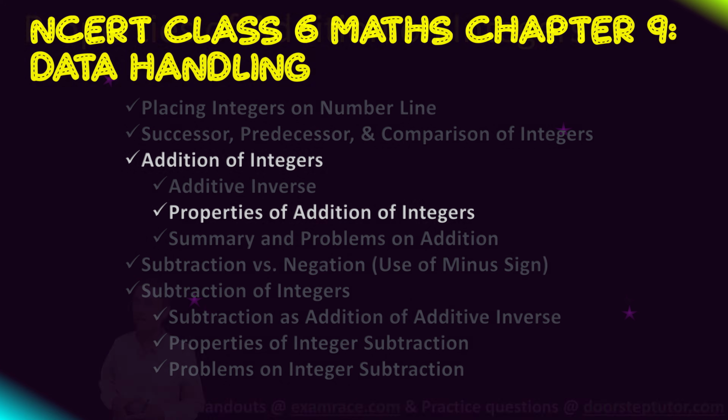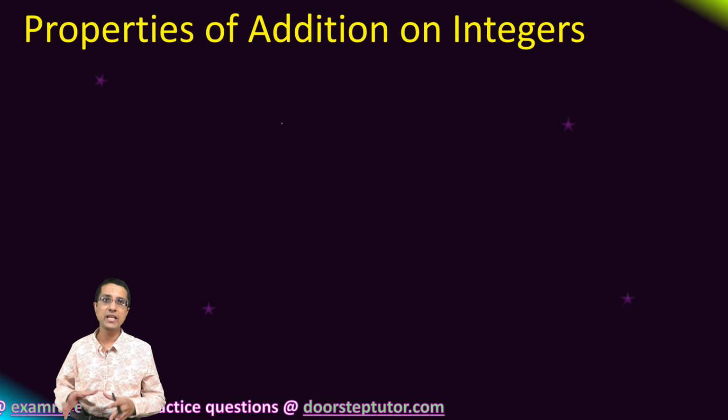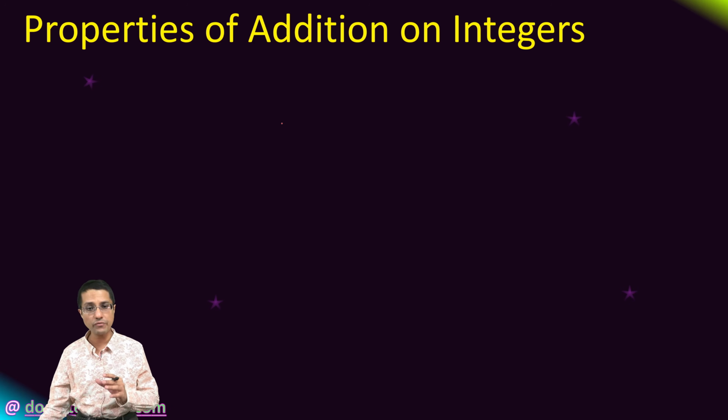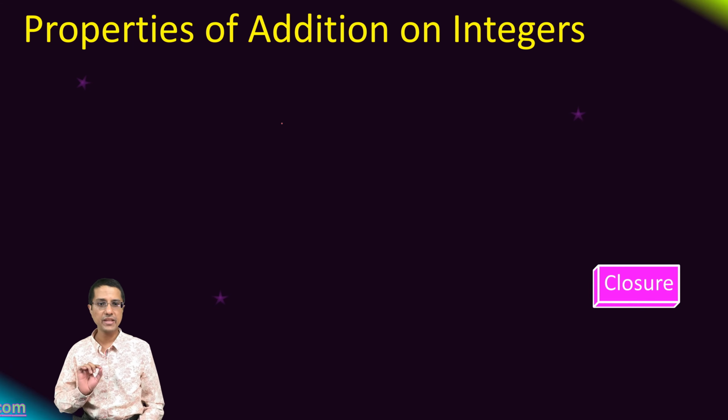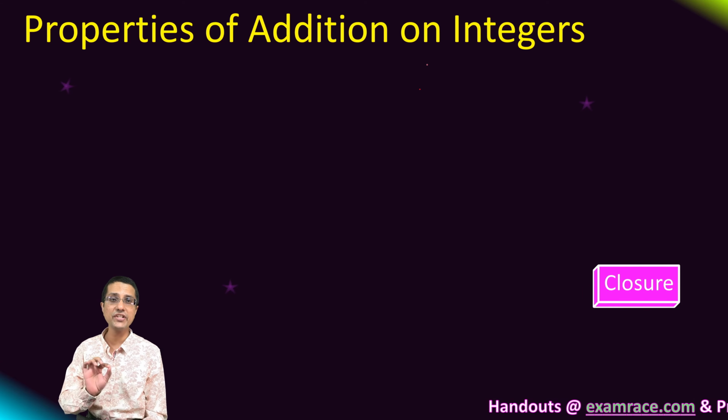The properties that we have looked at so far, which were the additive inverse and the additive identity, apply to the set of integers. Now let's look at the properties specific to the addition of integers. The first and most basic property is the closure property of addition of integers.